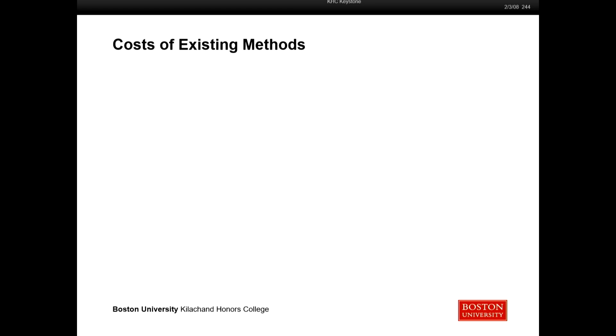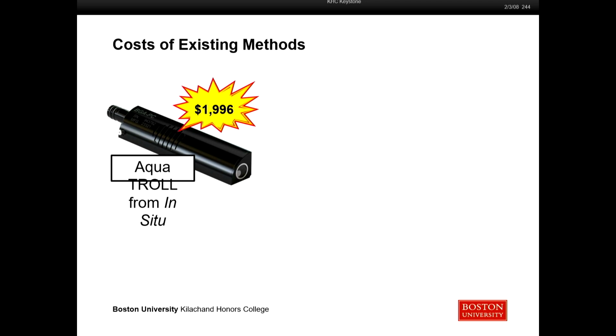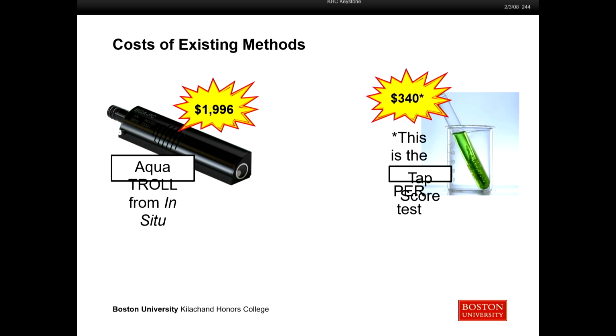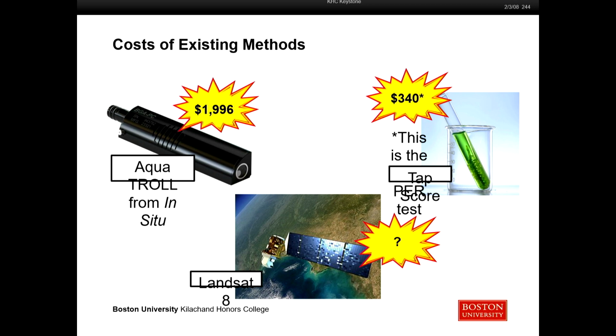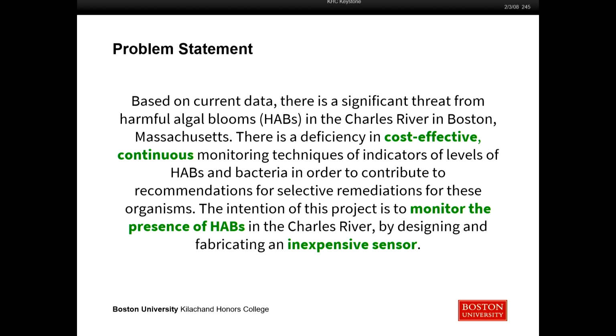So just to break down the cost a little bit further, some commercially available models of sensors can run up to about $2,000. Additionally, the laboratory sampling methods run about $340 per test. So if you do these on a monthly basis, this runs to about $4,000 per year. And then finally, we don't really have a cost estimate for satellite imaging, but the main problem is that it's very, very inaccessible.